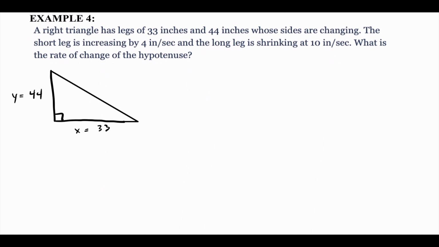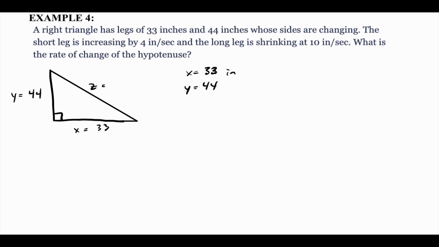Right? And we know about right triangles, those sides are interchangeable. So could Y be 33 and X be 44? Yeah. The long side, the hypotenuse, I'm going to call Z. Since I'm using X and Y's, I'll just use Z. I'm not going to use H. Okay, so I know X is 33. My Y is 44. Inches. Okay, that's the first sentence. From the very first sentence, I got all of that.